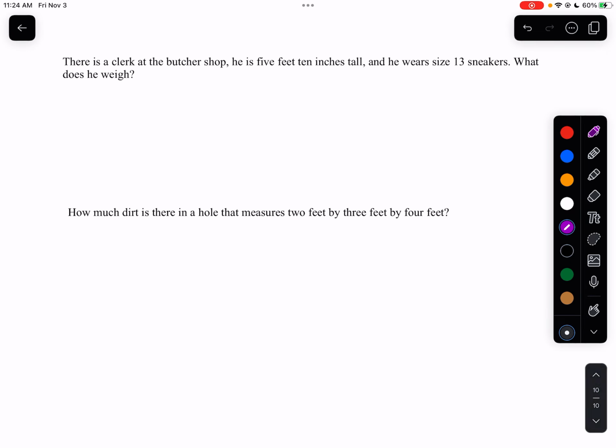There's a clerk at a butcher shop. He is 5 feet 10 inches tall, wears size 13 shoes. What does he weigh?